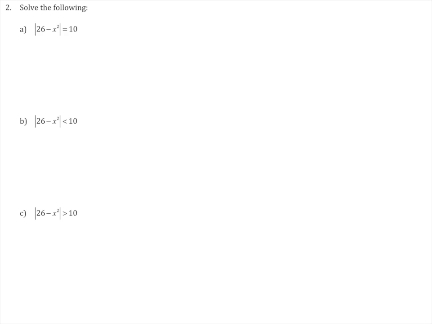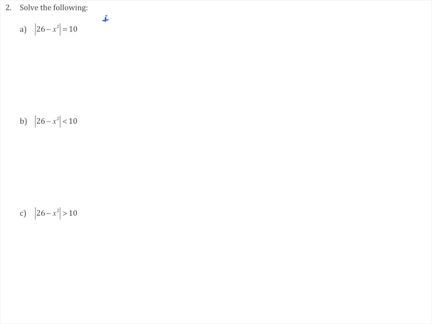First of all, question 2 says, solve the following. Well, there's 3 questions, and they're actually the same question when you look at it, but one has equals, one has a less than, one has a greater than. So, once we get the answer to part A, we might be able to use some of that information to help us with parts B and C. Well, equal sign questions are the easiest ones, and we're going to do this twice. We're going to do it once for the positive case and once for the negative case.